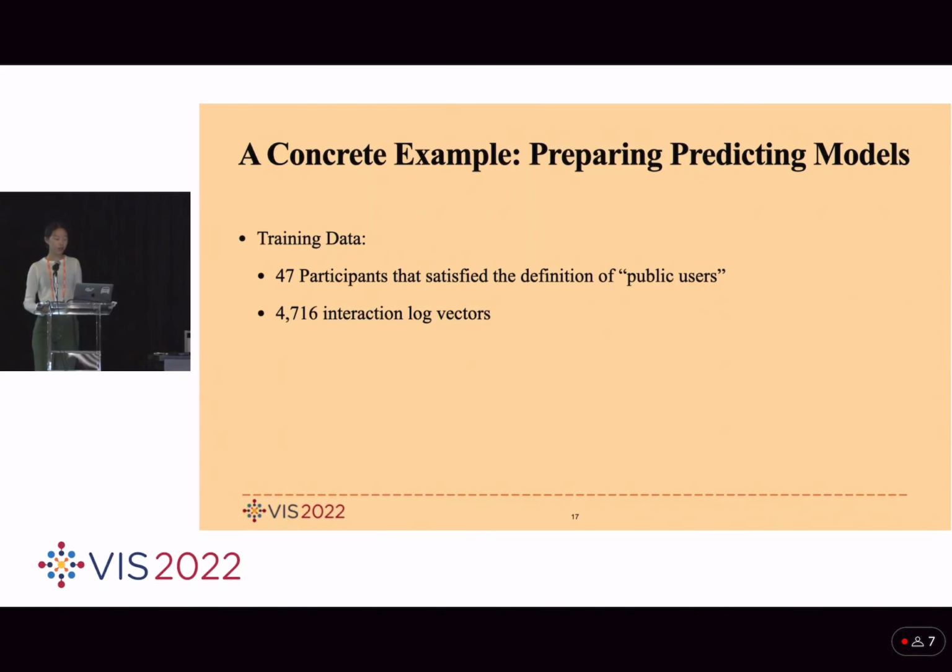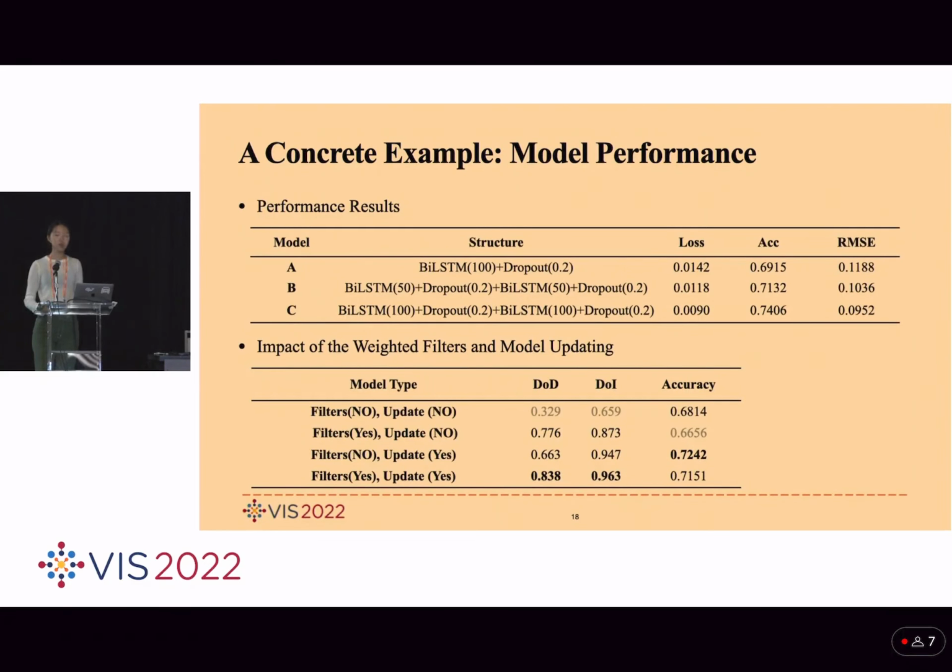And the training data was collected from 47 participants. More than 4,000 interaction log vectors are collected. The training duration, the accuracy, the loss value, and the mean square errors are compared, and 3 models with the best prediction performance are selected.